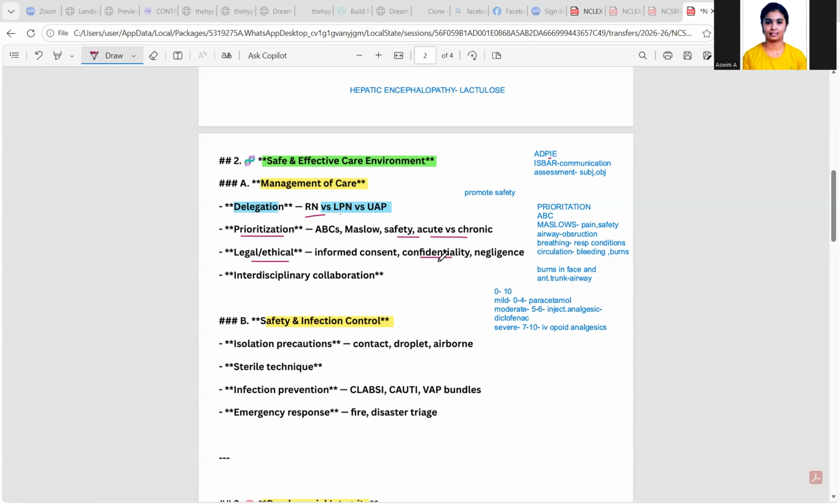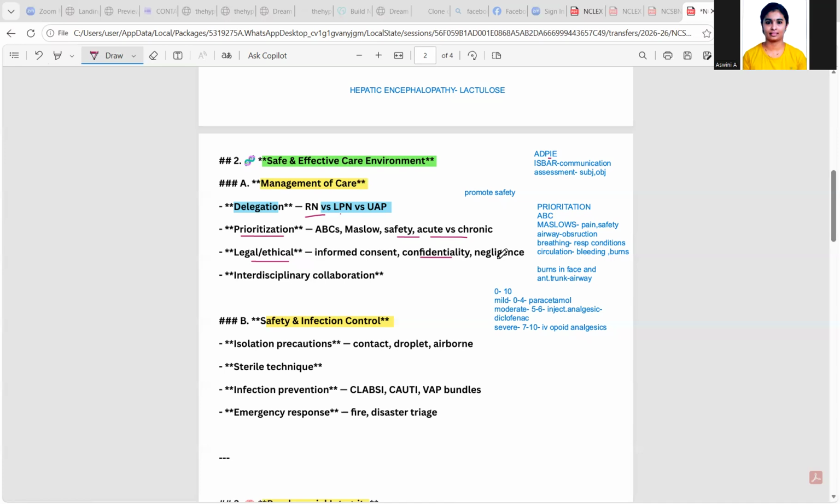Okay. And confidentiality means we need to keep HIPAA. HIPAA means the patient's record should be very confidential. Unnecessarily, we can't disclose the hospital record to any unauthorized person. Okay. And also negligence. For example, if the client needs 2 hourly back care, and the nurse is not doing it, that comes under negligence. That means the proper care should be received from the hospital and from the nurse.